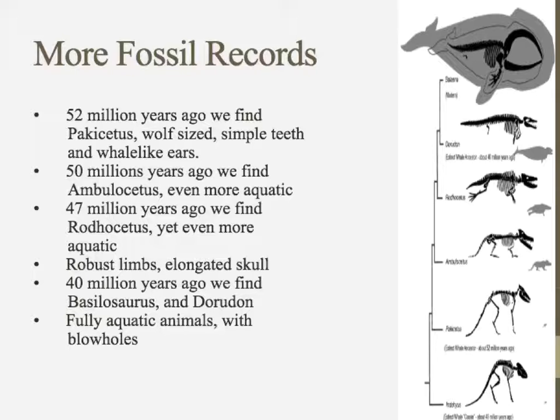3 million years after Ambulocetus, we find Rhodocetus, which is even more aquatic, with nostrils moved further back and a much more elongated skull. Finally, 40 million years ago, we find Basilosaurus and Dorudon, fully aquatic animals which could not have spent any time on land.